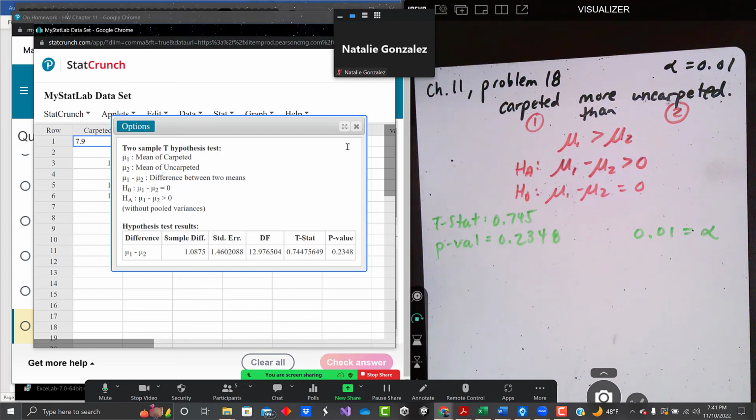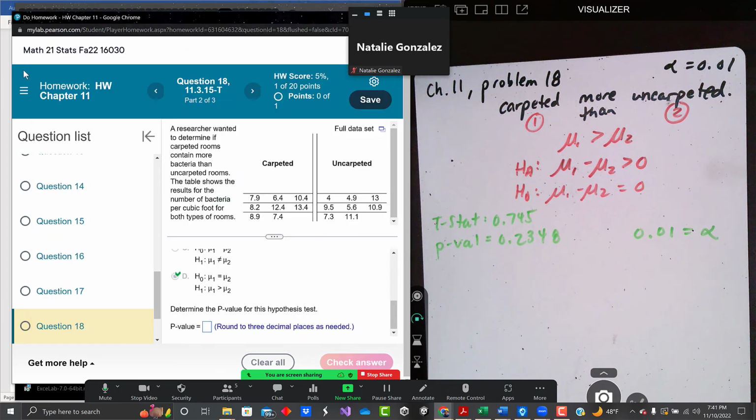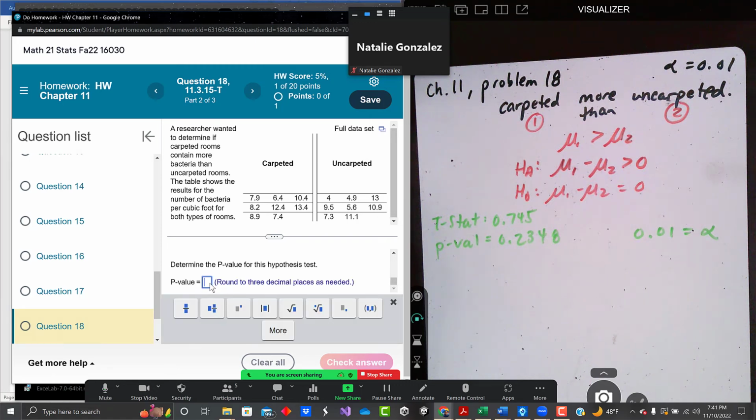And this is something that annoys me about the authors of this book. They know they're using StatCrunch. They know StatCrunch does mu1 minus mu2 is greater than 0. What does it say in the problem? It doesn't do that. It doesn't do mu1 minus mu2. I think that's kind of rude. The p-value to 3 decimal places: 0.235.